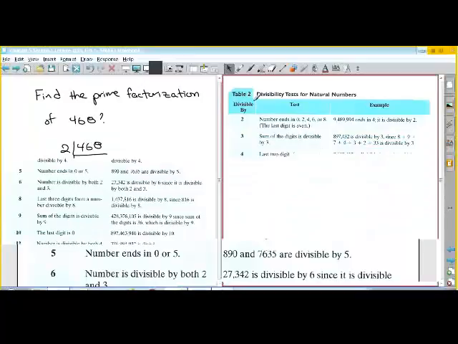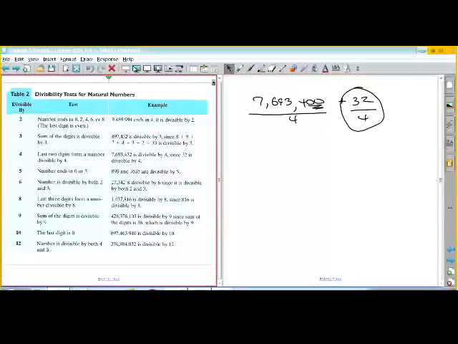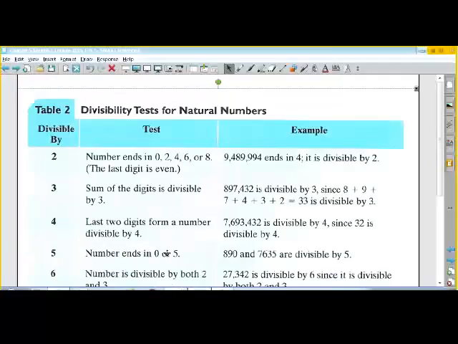Let me explain that again. If you took 7,693,400 plus 32, which is the number, this is divisible by 4. And so all you have to do is check to see whether this part is divisible by 4. If you take 7,693,400, put it in your calculator, and divide by 4, when the last two digits are 0, it's always divisible by 4. So you just have to check the last 2 digits to make sure it's going to work.